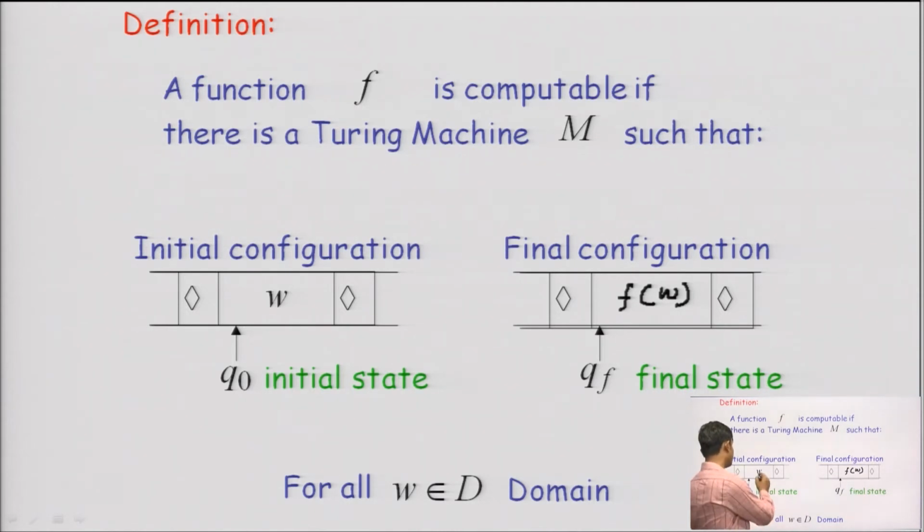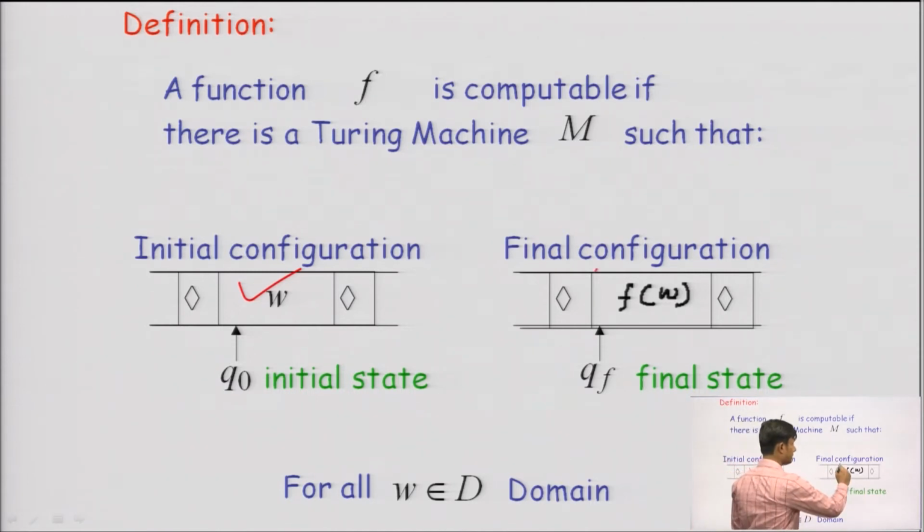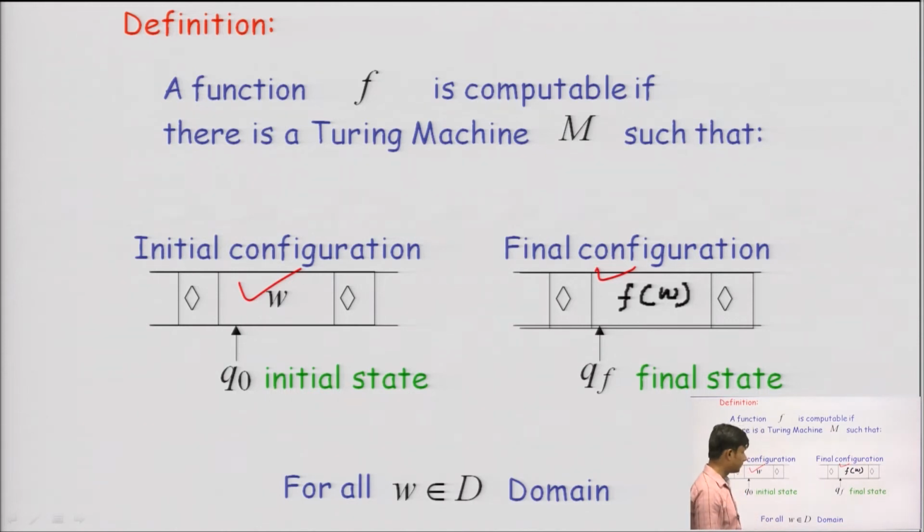So, this is the initial configuration we have, w, and after that the final configuration is f(w). This is for all w belonging to D, the domain. So, we have to design a Turing machine.